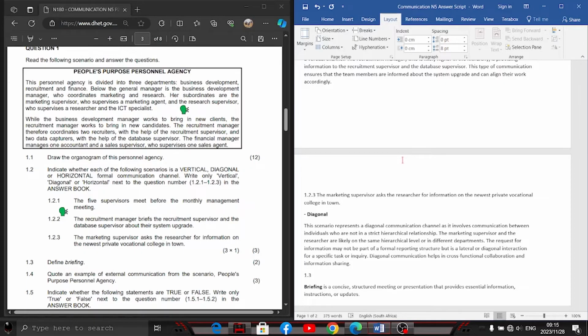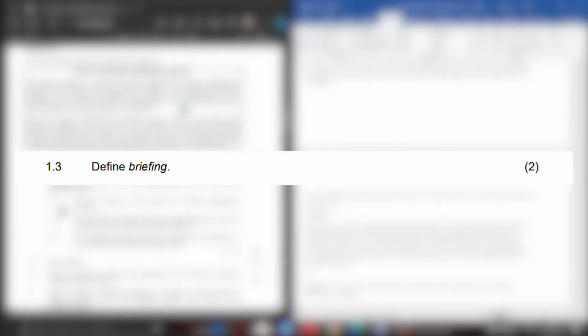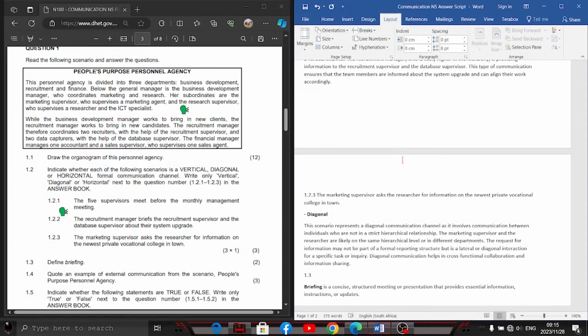and look at our next question, which says define briefing, right? Briefing is a concise, structured meeting or presentation that provides essential information, instructions, or updates. Right? Basically, when we are gossiping, we are briefing each other, we are updating each other. Right? What is trending, what is on the news, when we are updating each other, that is literally briefing. Right? So let's look at our next question.